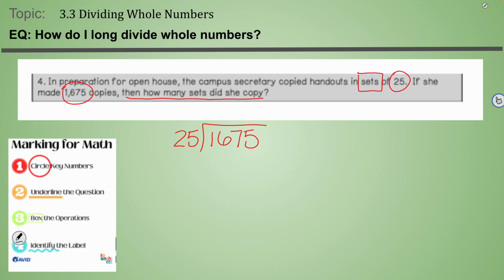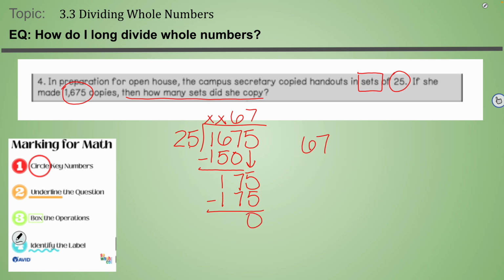Okay, we can't divide 25 into 1 or 16. But we can do 167 divided by 25. And that would be 6, which would be 150 when you multiply. When you subtract, you get 17, which is good because it's less than 25. And then we bring down. We do 175 divided by 25, which is nice and even. We get 7. When we multiply and subtract, we see that we have exactly 67, but we need a label.